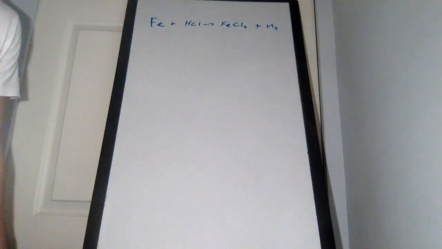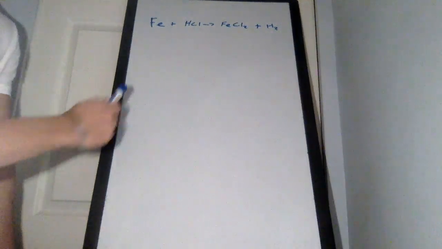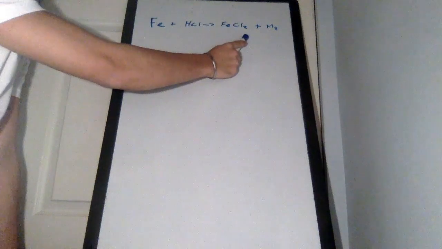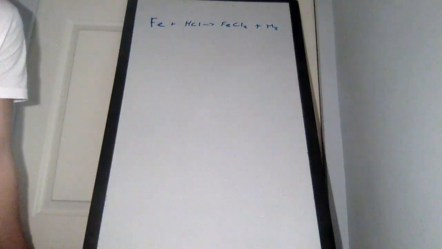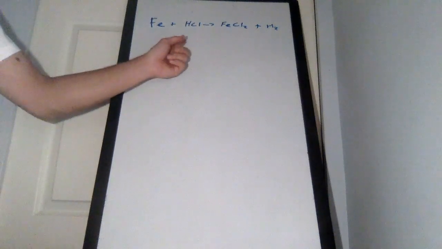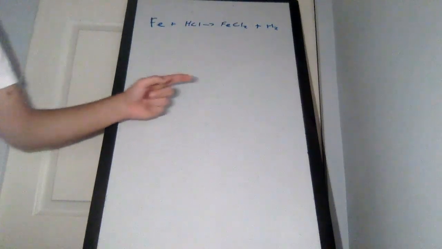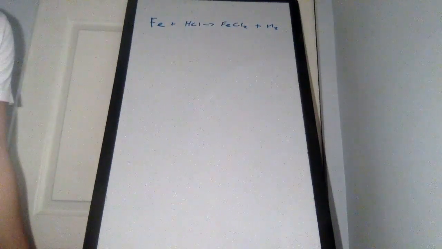Okay, today we're looking at balancing equations. So I have a basic equation set up here. Now, when you're balancing equations, what you want to do is make both sides of the equation, so the reactant side and the product side, have equal amounts of elements.